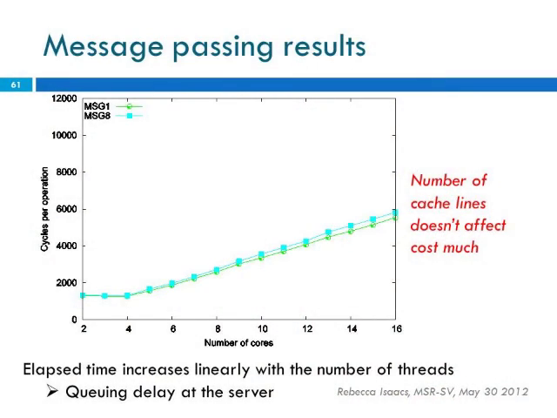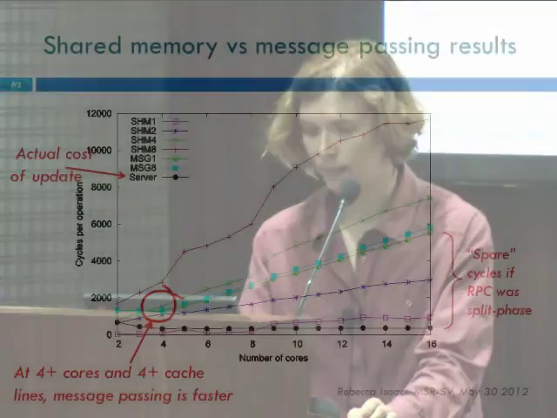So the results here, I'm just showing two lines. Those two lines are really close together. One is for updating an array that covers one cache line, and the other is 8 cache lines, and they're so close together that I've omitted the other sizes. And so basically, as you would expect, the size of the data being updated doesn't actually have any impact on the scalability here. So the increases that we're seeing are caused by that queuing delay at the server.